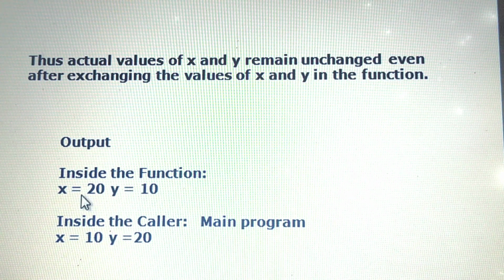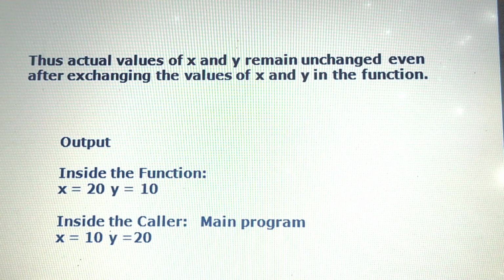See, inside the function we got the value x is 20, y is 10. It is interchanged. X becomes 20, y becomes 10. Swapping. Then inside the caller, that is the original value, not changed, not interchanged. Through the function we interchanged the values, but those changes would not be reflected in the main program variables. That is separate. Values are original only.